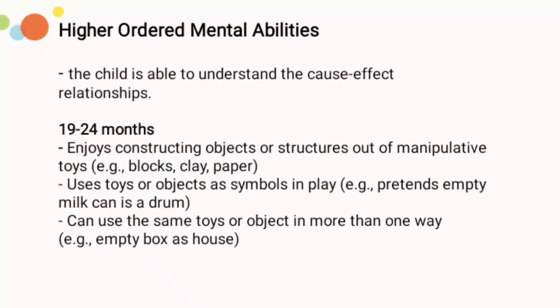So, talking about higher order mental abilities, the child is able to understand cause and effect relationships. Okay, this occurs in 19 to 24 months. They will enjoy constructing objects or structures out of manipulative toys like blocks, clay, or paper. They use toys or objects as symbols in play, like they pretend that the empty milk can is a drum. Okay, they can also use the same toys or objects in more than one way, an empty box as a house, for example.